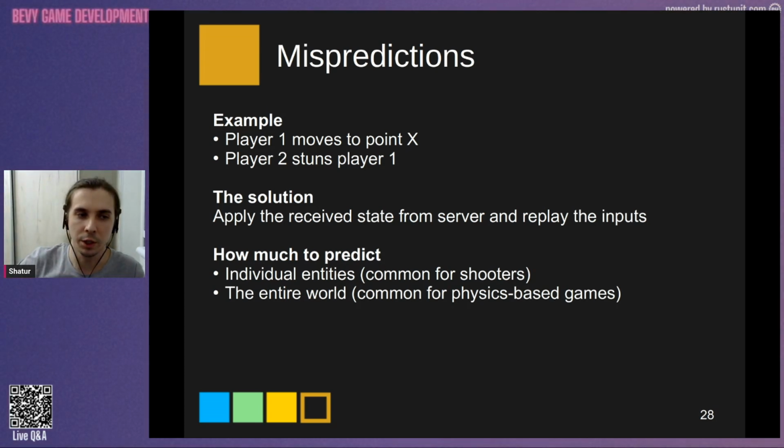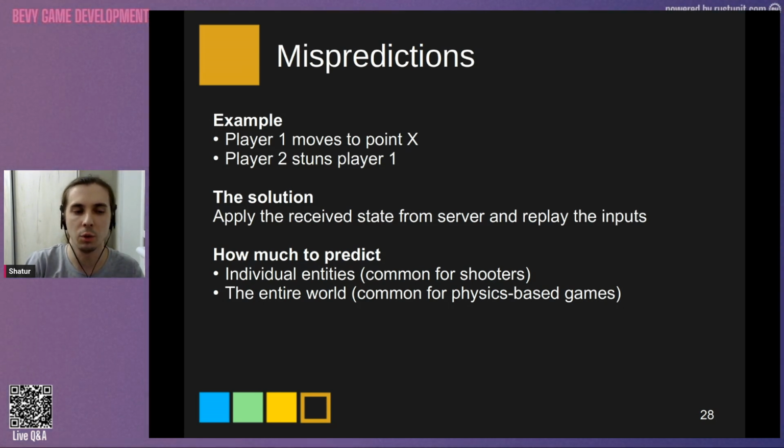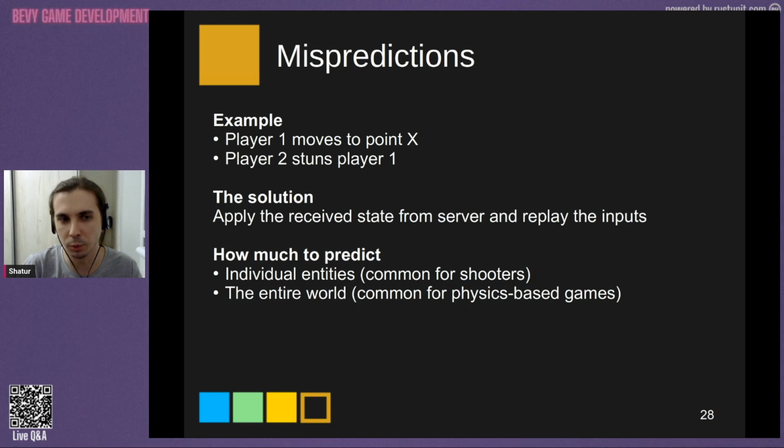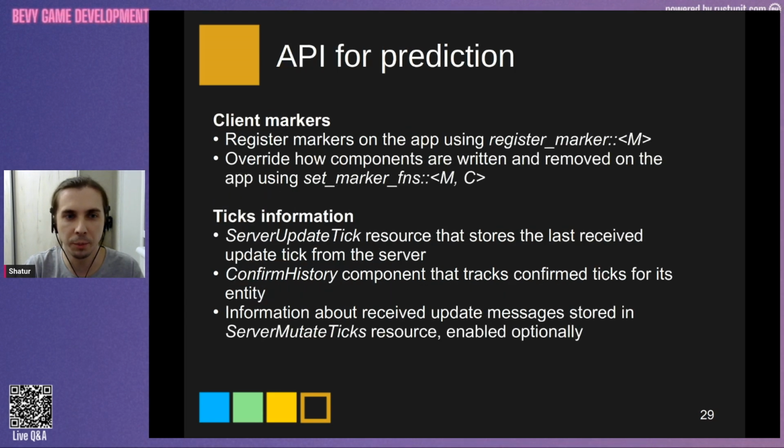There are two strategies about how much you want to predict. For shooters, you want to predict individual entities, while for physics-based games, you need to predict the whole world. Just because you won't have a correct simulation otherwise. In Replicon, we provide an API for it.